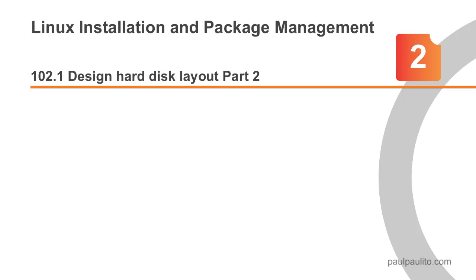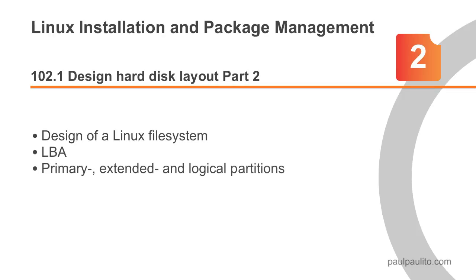102.1 Design Hard Disk Layout Part 2. In this screencast, we will talk about the design of a Linux file system, and we will explain LBA and the difference between primary, extended, and logical partitions. Further on, we will talk about what a swap partition is. File system design.